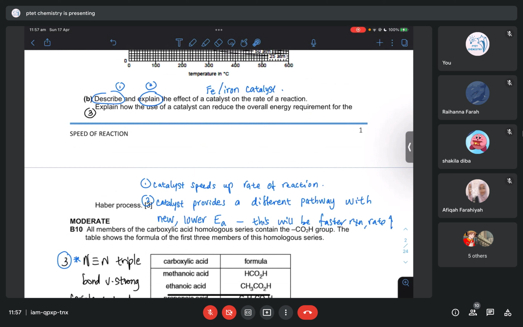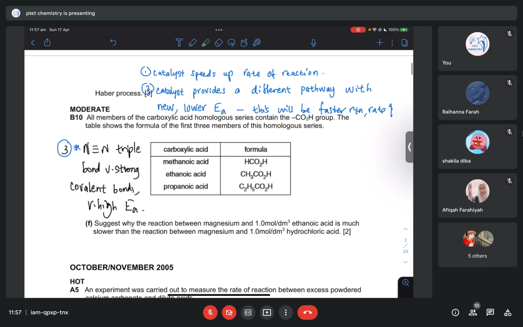This question is a bit tricky, isn't it? Describe and explain the effect of a catalyst. How the use of catalyst can reduce. I guess the lower activation energy, the new optional pathway, the new lower activation energy, is easier to overcome, and therefore this will reduce the energy cost in industry, the energy requirement there.